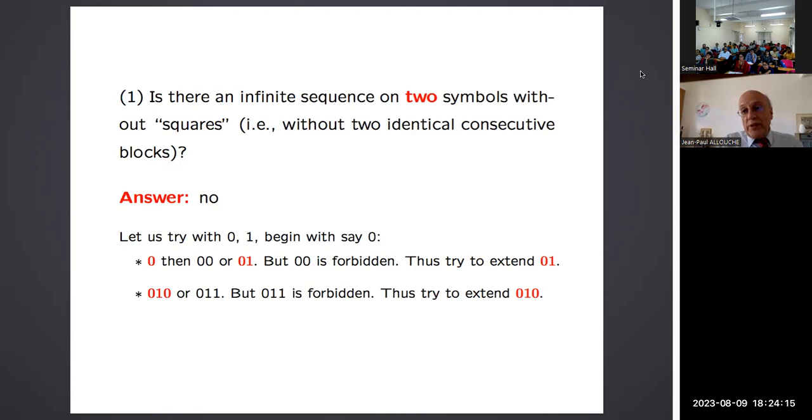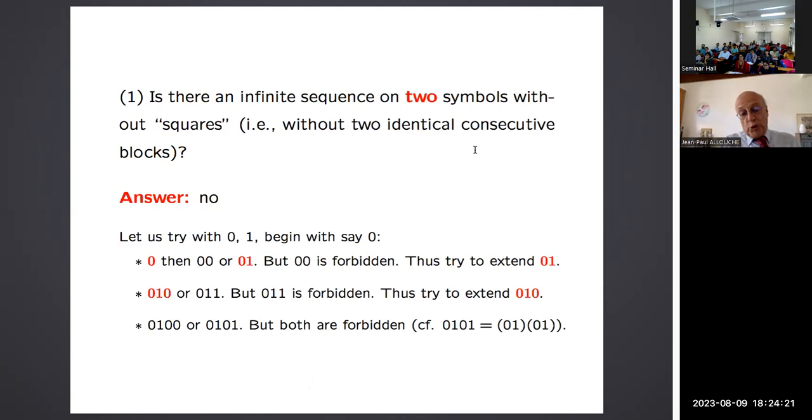And what we're going to do is to try to extend 0, 1, 0. We have two choices, either 0, 1, 0, 0, or 0, 1, 0, 1. And I claim that both are forbidden. Why? Because the first one contains a square, which is 0, 0. And the second one is a square, it's the square of 0, 1. Okay, so the answer to the first question was no.